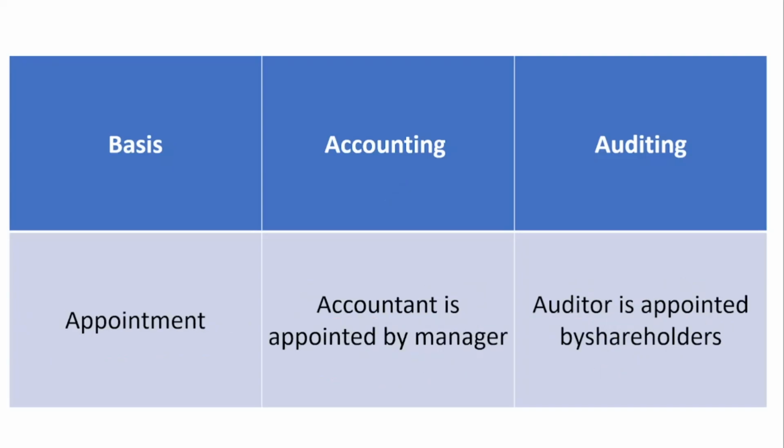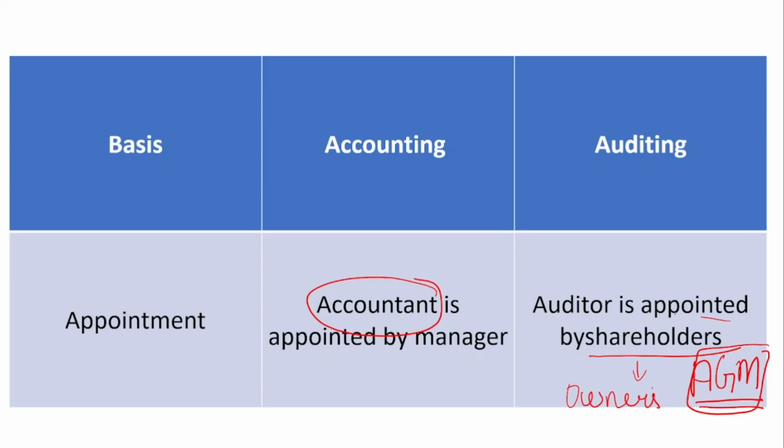Next, appointment. The accountant is appointed by the manager of the organization. The manager will do an interview and then appoint the accountant. But the auditors are appointed by the shareholders, because shareholders are the owners of the company. They will hold the AGM, the annual general meeting. In that annual general meeting, all the shareholders will take a majority vote and decide whom to appoint as an auditor. So the accountant is appointed by the manager, but an auditor is appointed by the shareholders.